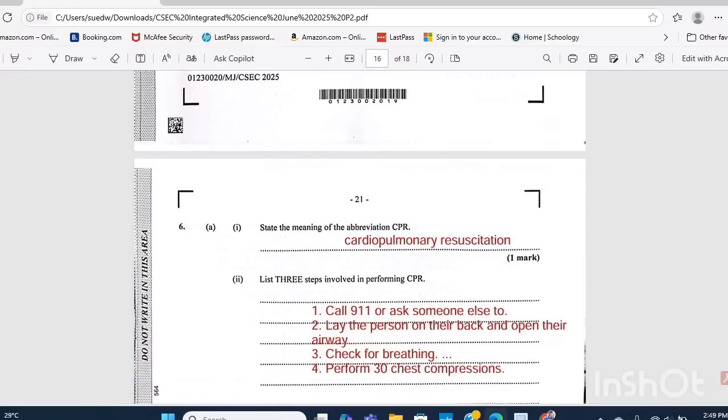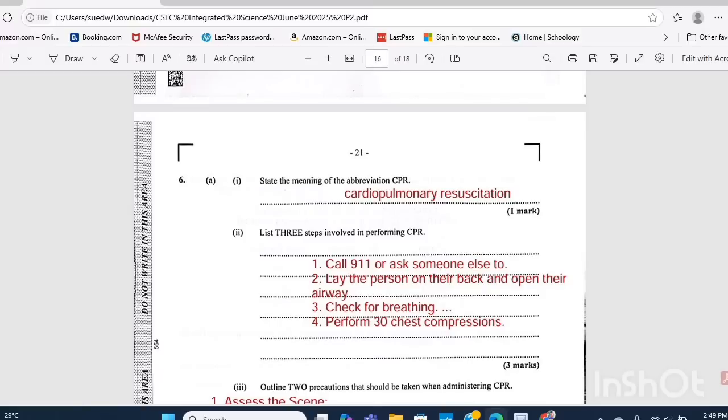And let's look at the final question, question 6. It says state the meaning of the abbreviation CPR, cardiopulmonary resuscitation. And I guess a lot of persons did not familiarize themselves with this, but if you had seen the Human and Social Biology paper that was done a few days, I think the day before this paper, they actually had a similar question on cardiopulmonary resuscitation, CPR. So it begs me to wonder every year if HSB comes before integrated science.